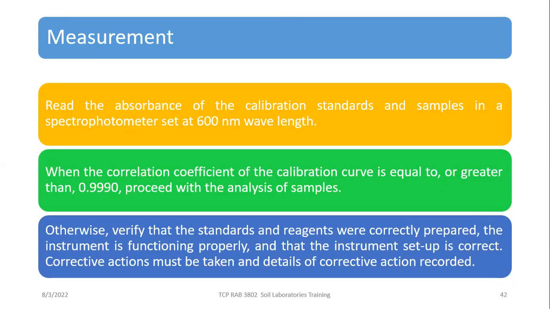For the measurement in the colorimetric method, you read the absorbance of the calibration standard and sample in a spectrometer set at 600 nanometer wavelength. When R squared is greater than 0.999, proceed with the analysis of the sample. Otherwise, if less than that, verify that the standard and reagent were correctly prepared, the instrument is functioning properly, and that the instrument setup is correct, and then take corrective action.